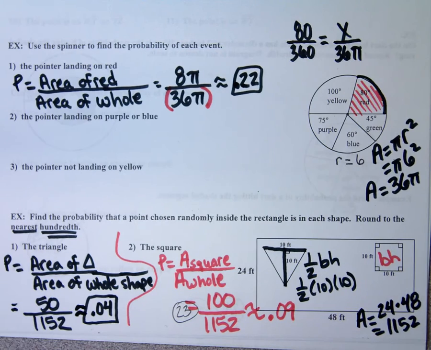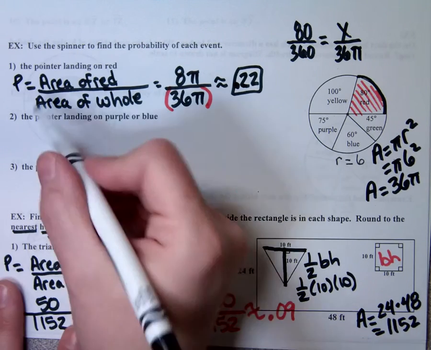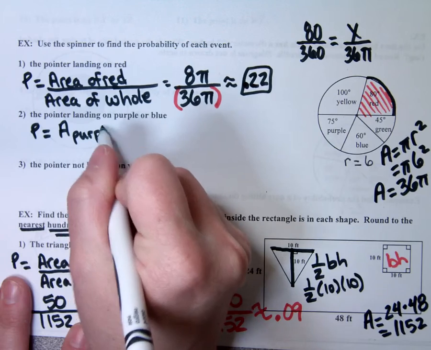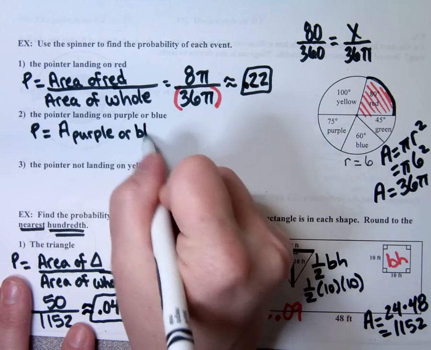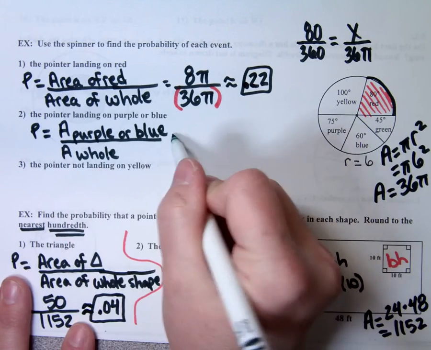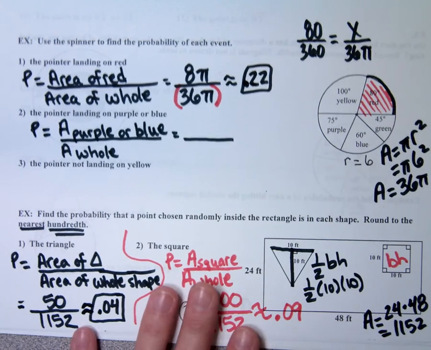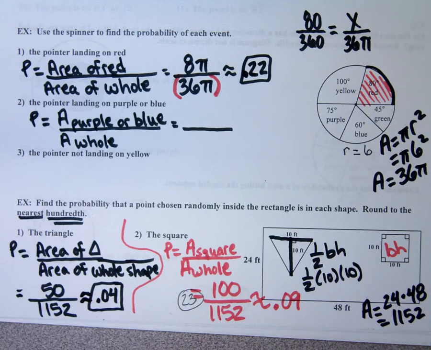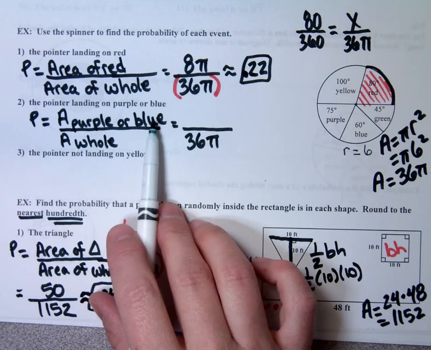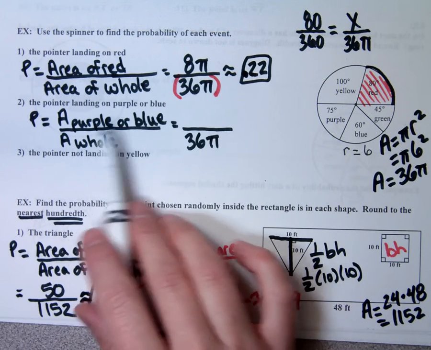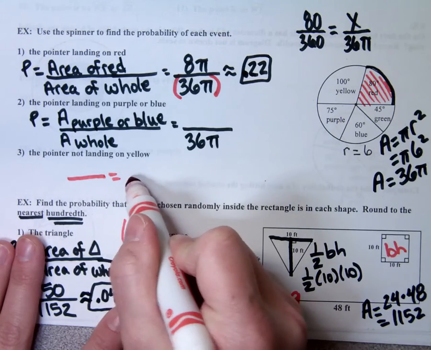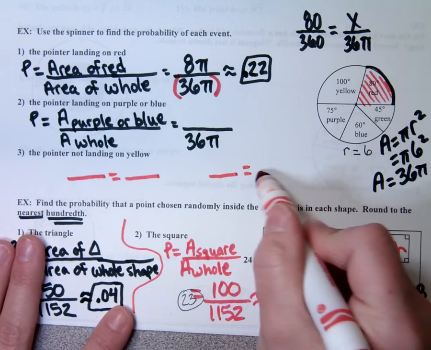Okay, let's look at 2. 2 says the pointer landing on purple or blue. So I'm going to do the same thing. I'm going to find the area of purple or blue, and then I'm going to divide by the area of the whole thing. Okay, so let's start with the area of the whole thing. We already know that. What's the area of the whole thing? 36 pi. Okay, so now I need to find the area of the purple and the area of the blue and do what with those? Add them together. Okay, so we'll just skip number 3 and we can just do our proportions down here. So let's do purple first and then we'll do blue next.